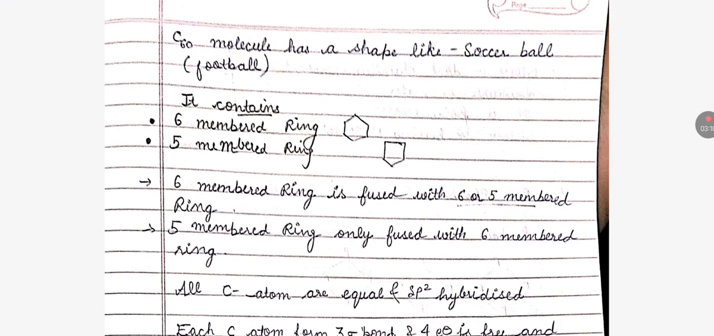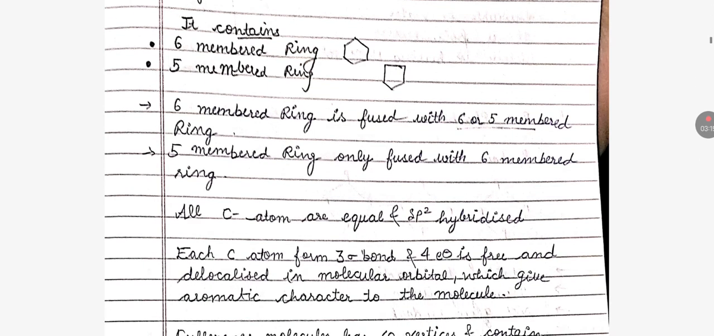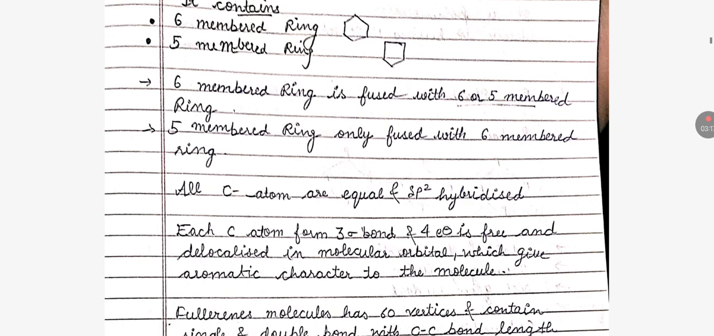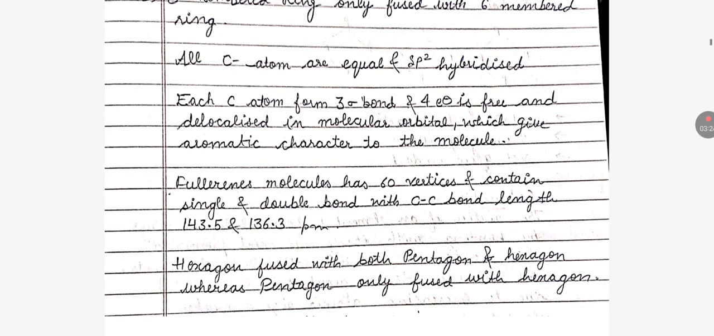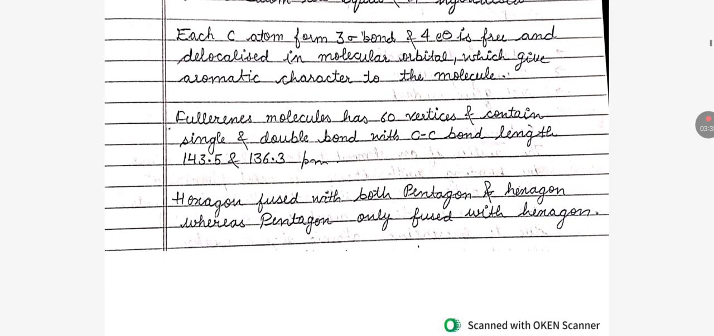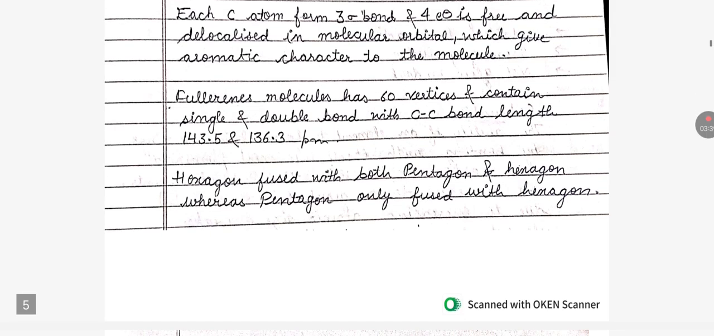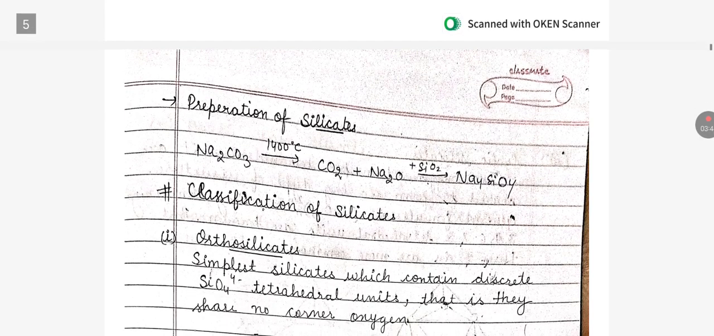C60 molecule has a shape like a soccer football. It contains 6-membered rings and 5-membered rings. A 6-membered ring is fused with 6 or 5-membered rings. A 5-membered ring is only fused with 6-membered rings. All carbon atoms are equal and sp2 hybridized. Each carbon atom forms 3 sigma bonds and the 4th electron is free and delocalized in molecular orbital, which gives aromatic character to the molecule. Fullerene molecule has 60 vertices and contains single and double bonds of carbon-carbon.